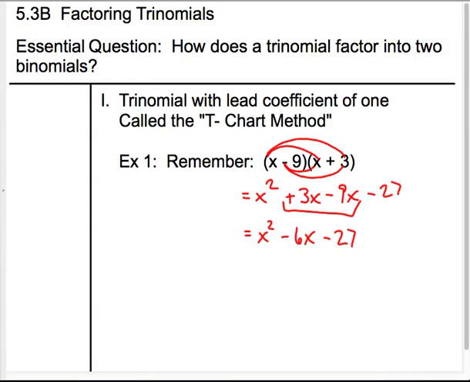So when you start with a trinomial where the lead coefficient is 1, again, your x squared term is alone, there's no coefficient other than 1. To find the two numbers that go into the binomial when you factor, you will look for numbers that add to negative 6. That's where we got our positive 3 and negative 9. We combine those by adding, and they multiply to negative 27. The method that I use for this is called the T-chart method.